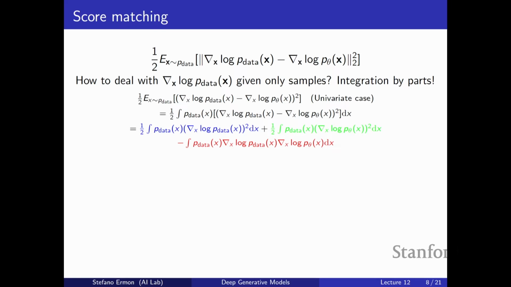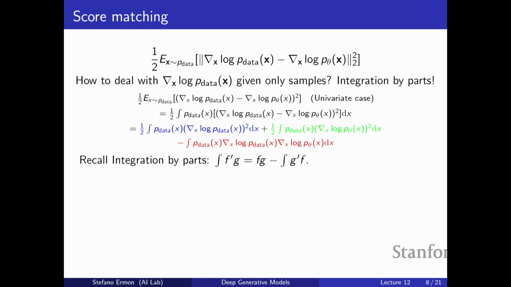And you can see that the first term does not depend on theta, so we can ignore it for the purposes of optimization with respect to theta. We can ignore the blue term. The green term is easy, it just depends on the model. So again, we're good. The problem is the red term, because that one still involves the gradient of the log data density in some non-trivial way.